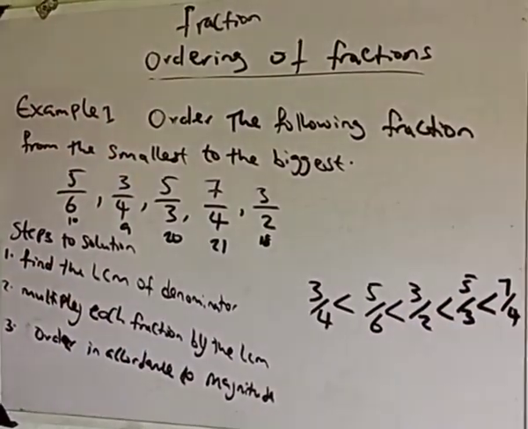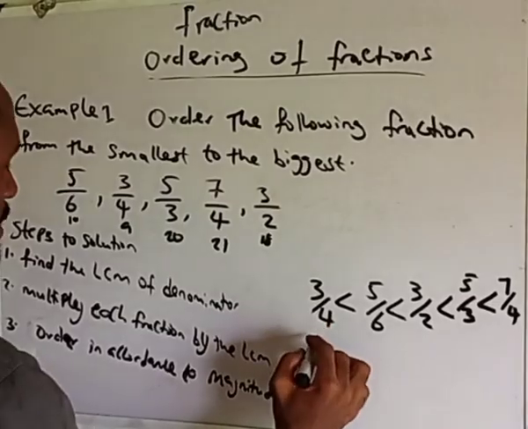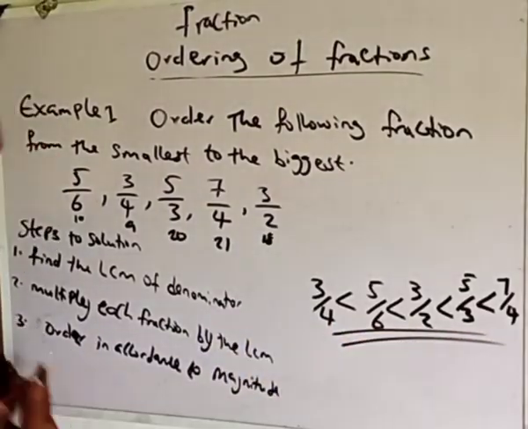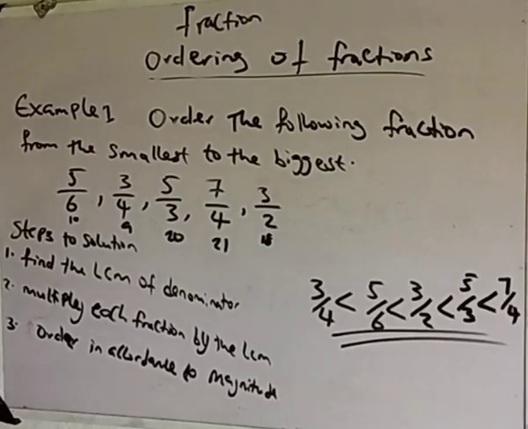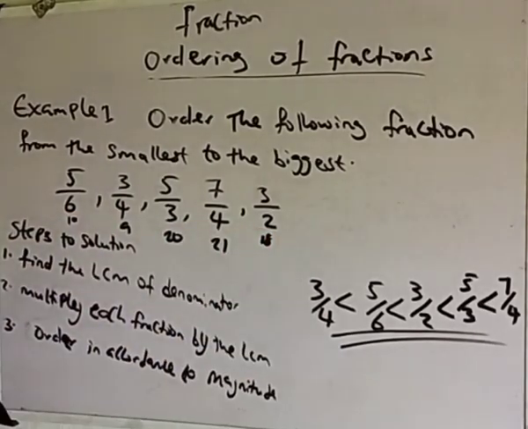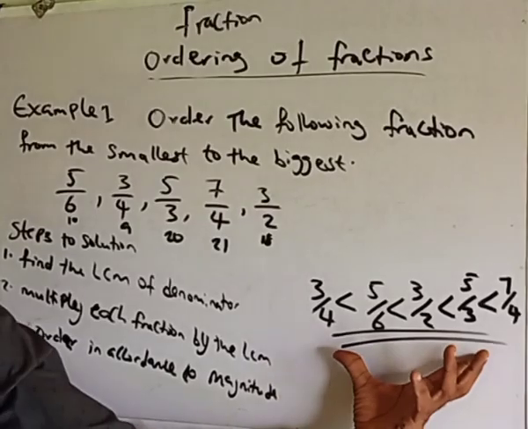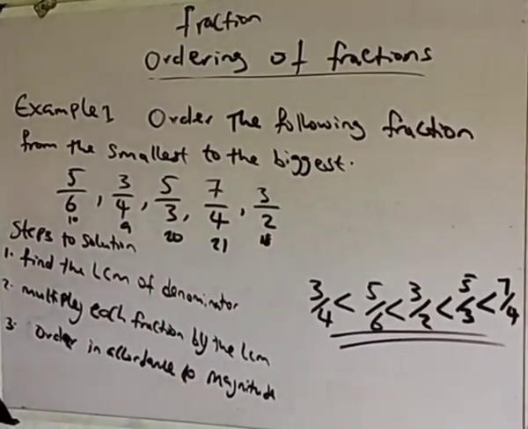So this is how to order your fractions. When you are told to solve this, this will be the answer. That is step 3. You order according to the magnitude of the value that you get. So the first thing you do is to find the LCM of the denominators. The second thing you do is to multiply each fraction by the LCM of those denominators. And the last thing you do is to order the fractions according to each of the values that you get as your answer.